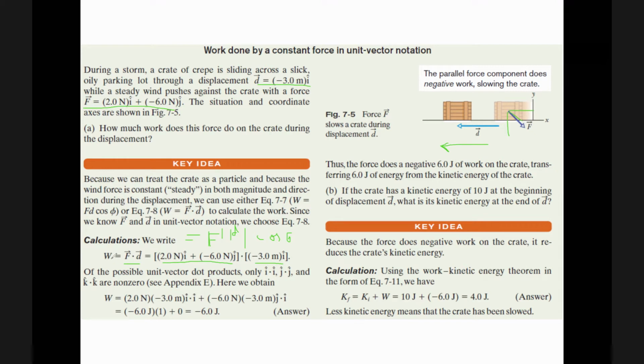Now, how do you do the dot product between two vectors? You multiply i hat by i hat, and j hat by j hat. The i hat component is 2 times minus 3, which is minus 6. For j hat, on D, how much is the j hat? 0. So 6 times 0 is 0. So the total is minus 6 joules.